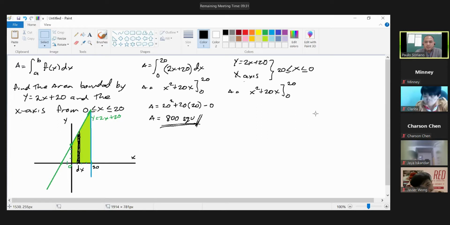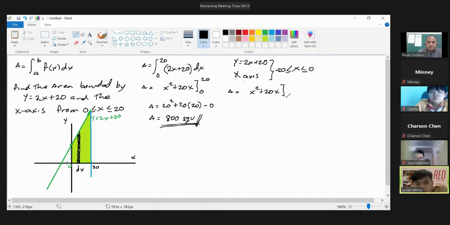Our limits will be from, sorry, that means negative 20 to 0. So when you evaluate it, what's the area? Teacher, where is negative 20? Hmm? Oh, wait.